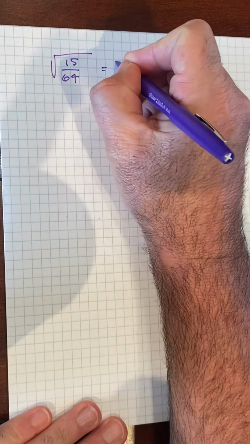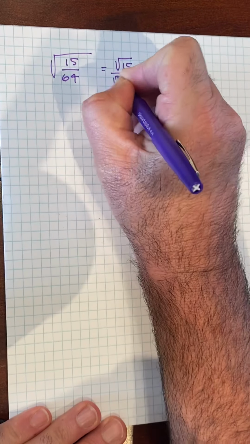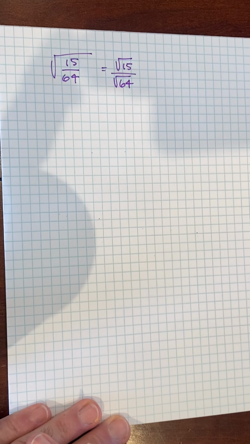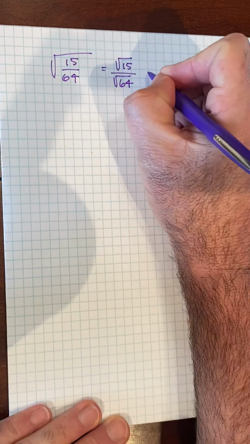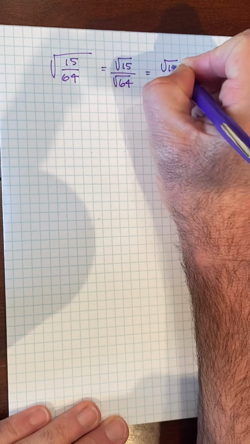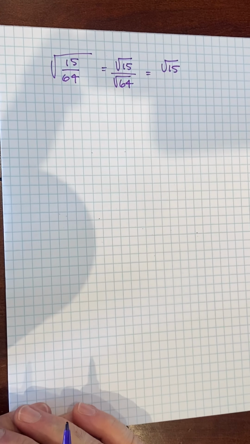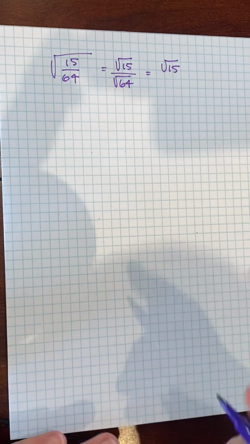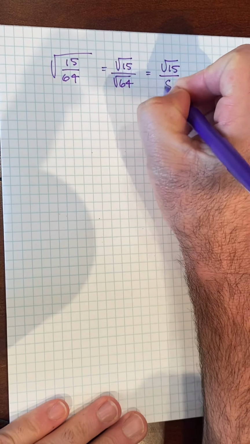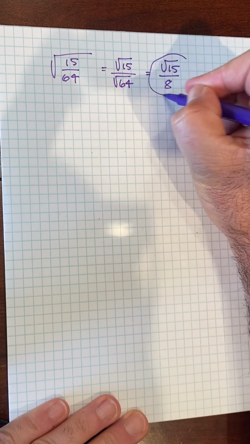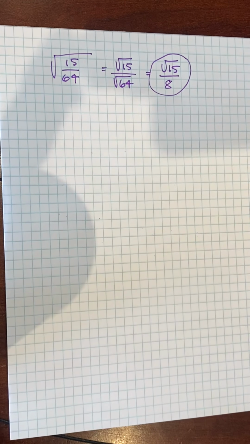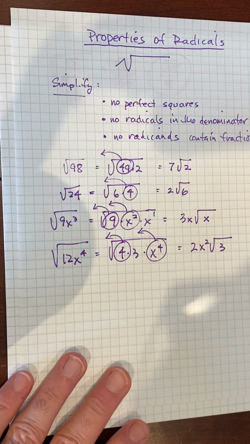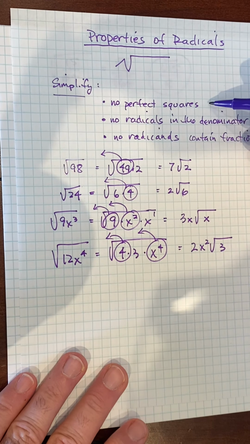Well, what I want to do here is separate it into 2, and we're allowed to do that. Square root of 15 over the square root of 64. Well, the square root of 15, that's an irrational number. That's just the square root of 15. It cannot be simplified. But the square root of 64, we know, is 8. So that is simplified.